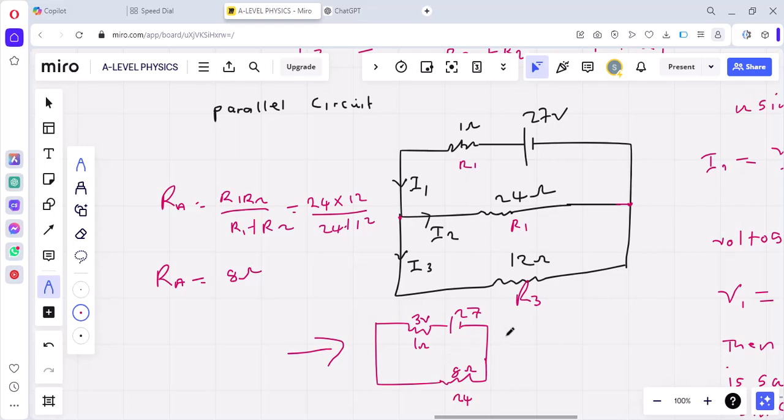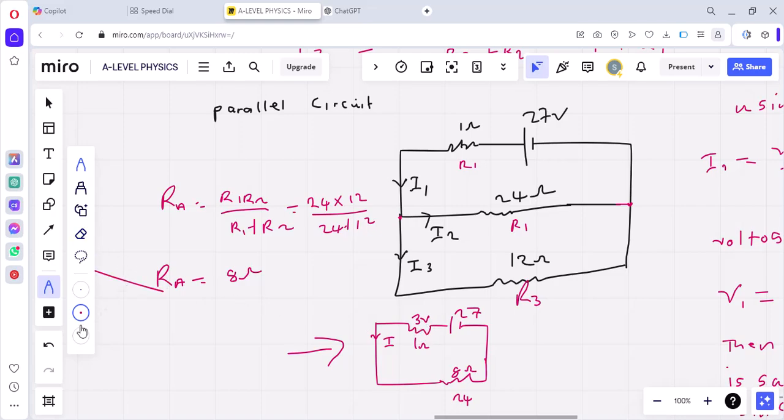Now, do we know the current 1? No. Do we know resistor 1? Yes. Do we know the other resistor? Yes, that is 8. So how do we solve for current 1, or the total current? You know that this is the current coming straight from the battery, so that will be the total current. So current 1 will be the total current here. And the voltage drop across the 1 ohm resistor will be 3 volts.